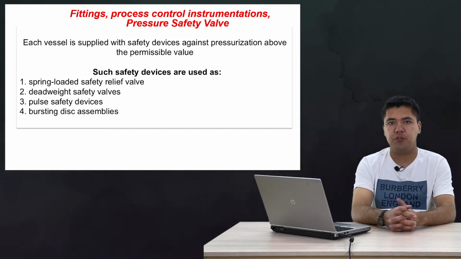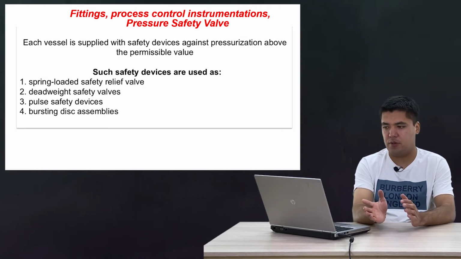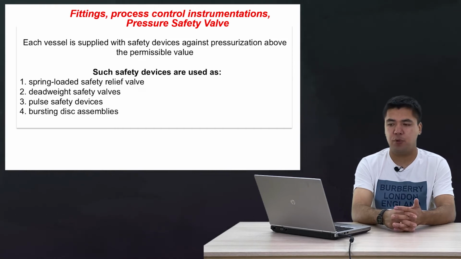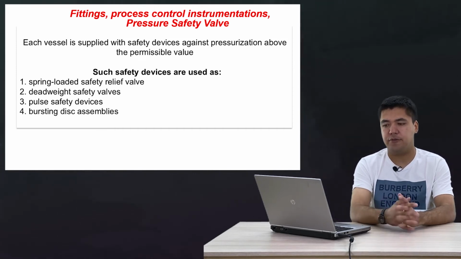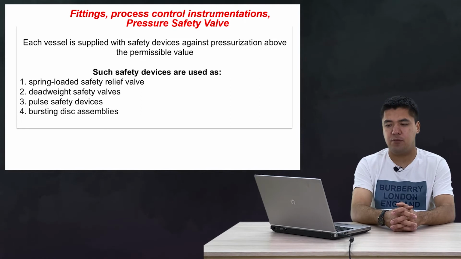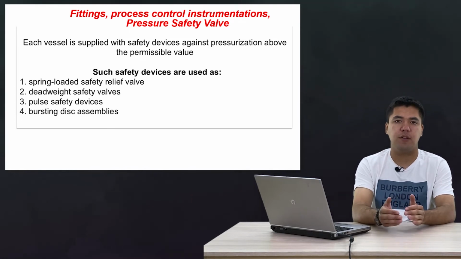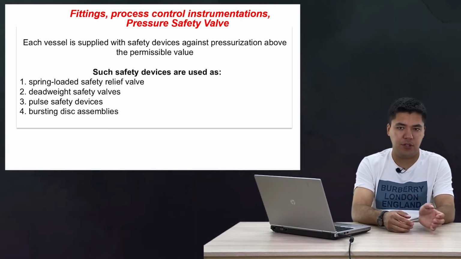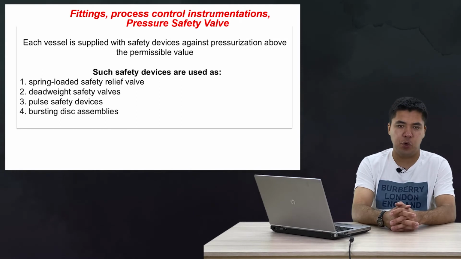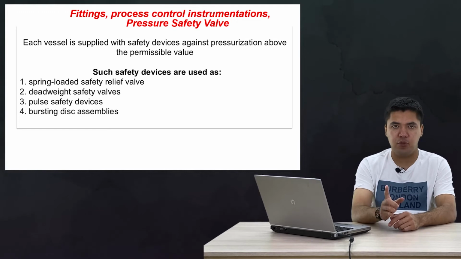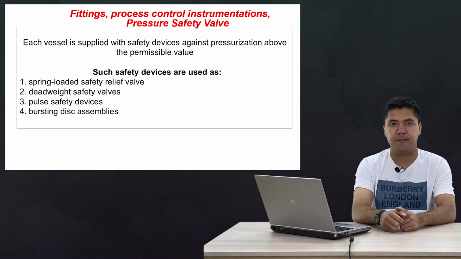And there are different types of pressure safety valves: spring loaded safety valves, the most popular one, then dead weight safety valves, pilot safety devices and bursting disc assemblies. We use this equipment in our life; even if you pay attention to your home central heating system, for example, it has to be equipped with those devices.